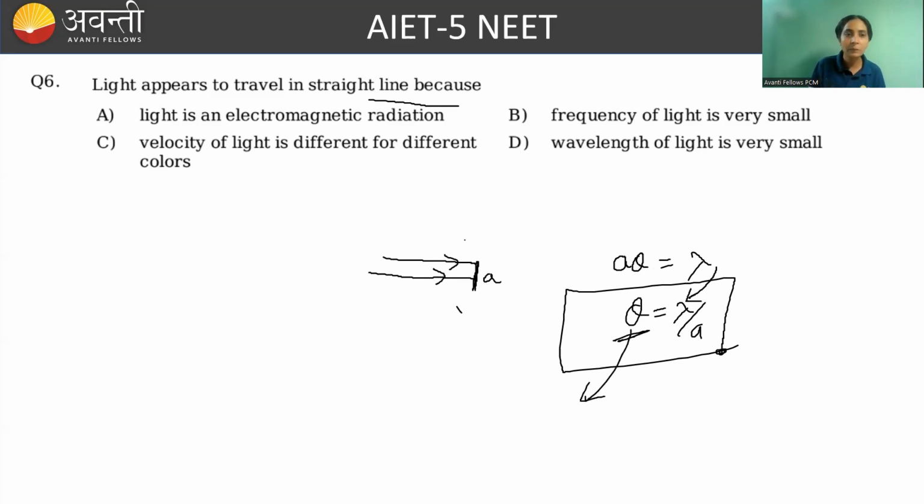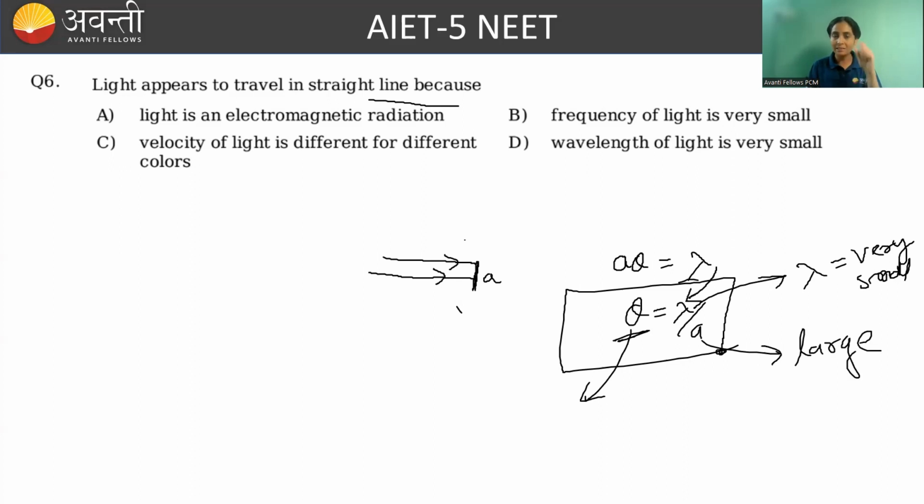So light appears to travel in a straight line because this spreading is very little, and this spreading will be little when lambda is very small, and also when A is very large. But if A is small, then lambda will decide if light will appear to travel in a straight line or not. So here, which option is going to be correct?